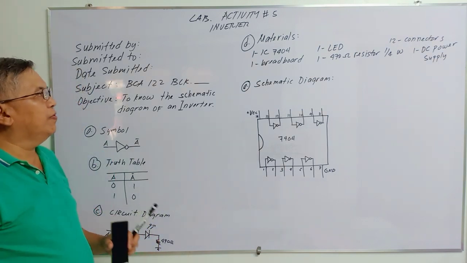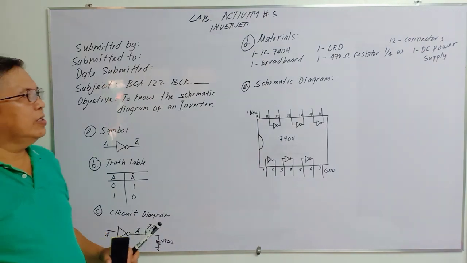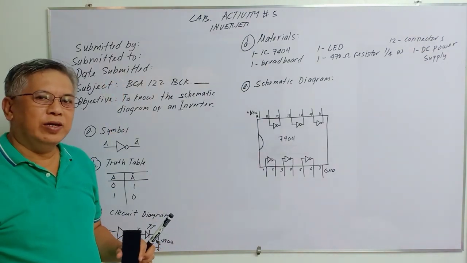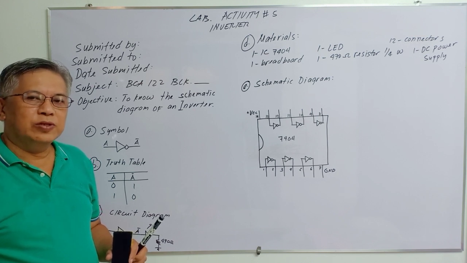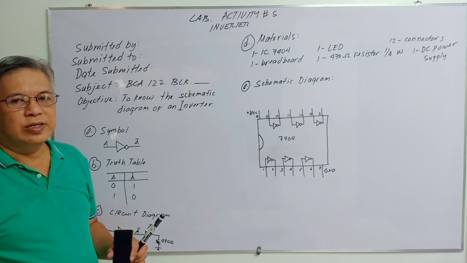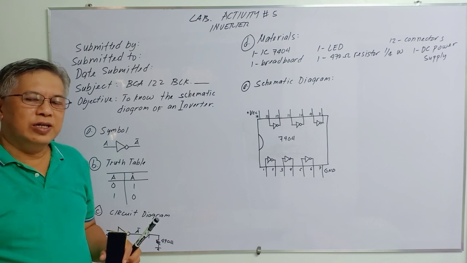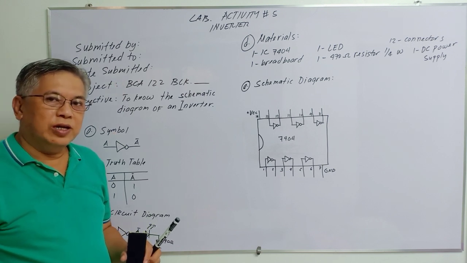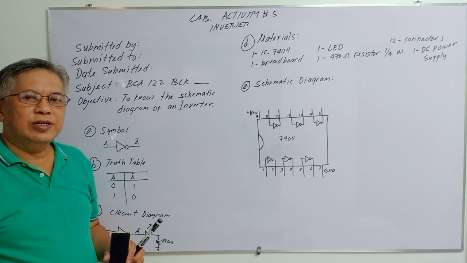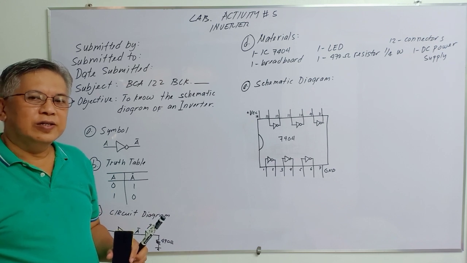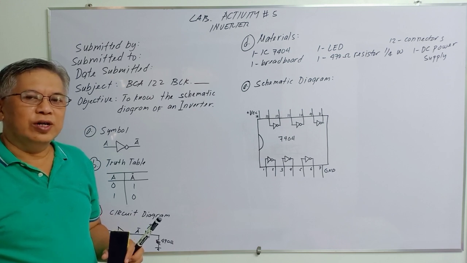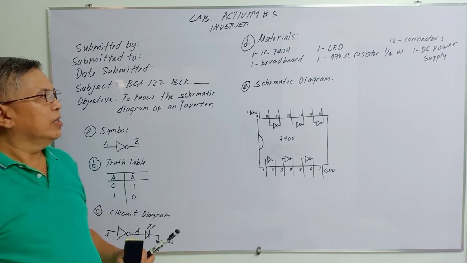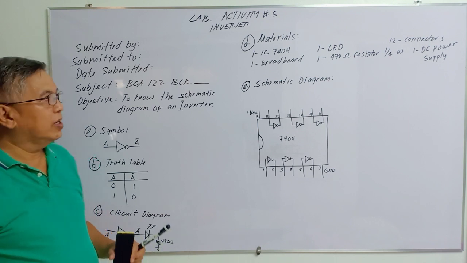So our lesson for today is how to make a schematic diagram of the different types of logic gates. Right? So we have discussed the different types of logic gates, such as our inverter, the AND gate, the OR gate, NOR, NAND, XOR, and XNOR gate. So those are the different types of logic gates.